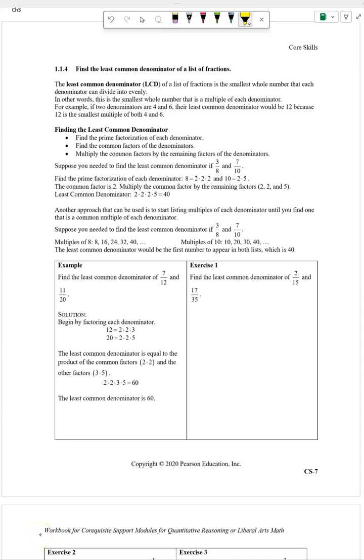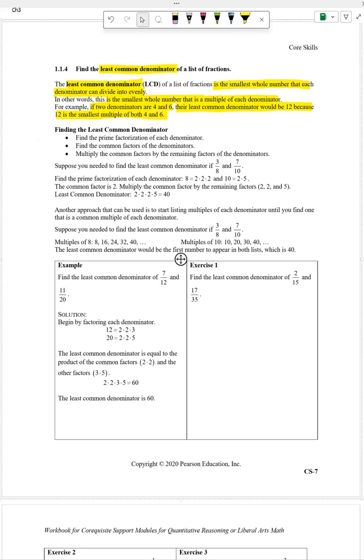Okay guys, let's talk about the least common denominator of some fractions. The least common denominator is the smallest whole number that each denominator will divide into evenly. In other words, it is the smallest whole number that is a multiple of each denominator. For example, if you have two denominators that are 4 and 6, their least common denominator would be 12, because 12 is the smallest multiple of both 4 and 6, okay?